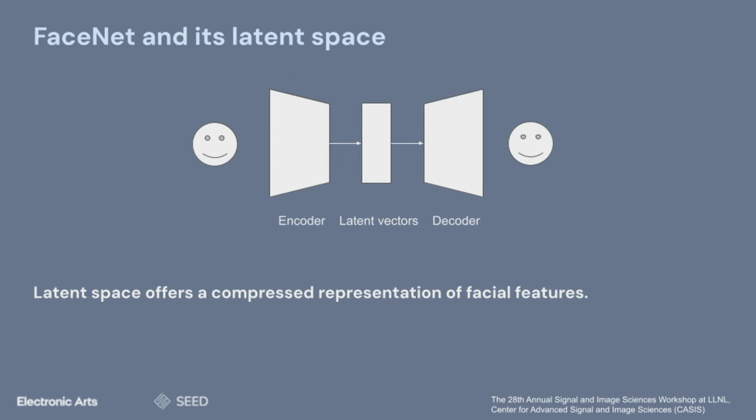We can use autoencoders like FaceNet. FaceNet is trained to reproduce the input face as closely as possible by first encoding it into a latent vector. The latent space is that rectangle in the middle, which is a bottleneck where compression of data actually happens, meaning the input face is represented by a relatively small number of values and can then be reproduced from them with good accuracy. So latent space is essentially a compressed representation of facial features.